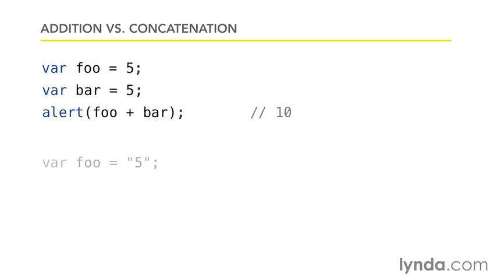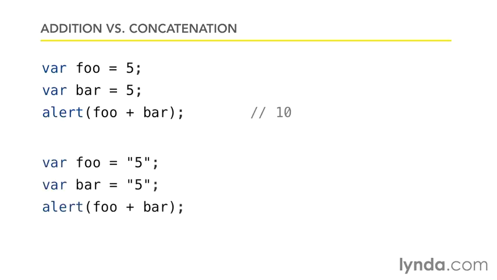If, on the other hand, I create these variables with the digit 5, but inside double quotes as a string, and then I use exactly the same code, I'm using the addition operator to add them together. What's going to happen is concatenation, not addition. They're going to put them beside each other, and what will be output is 5, 5.